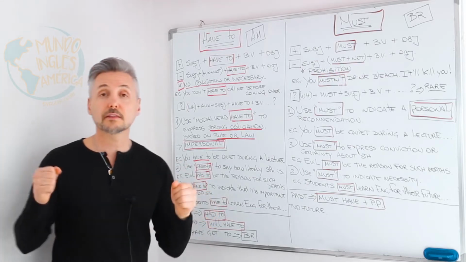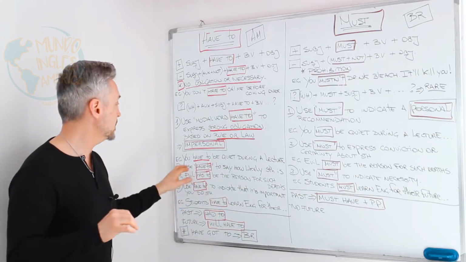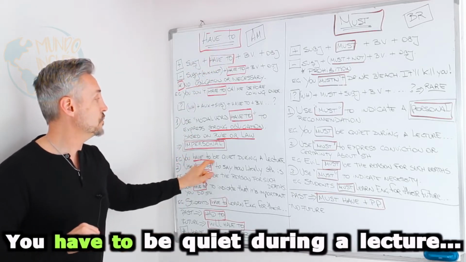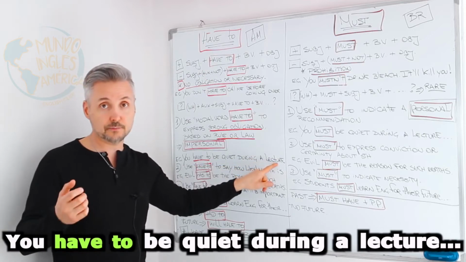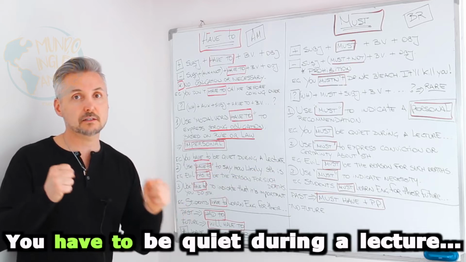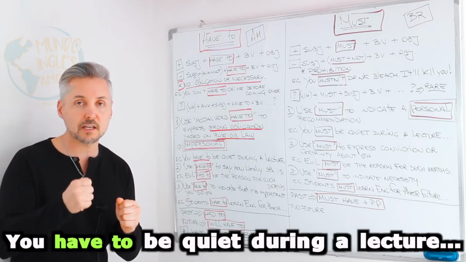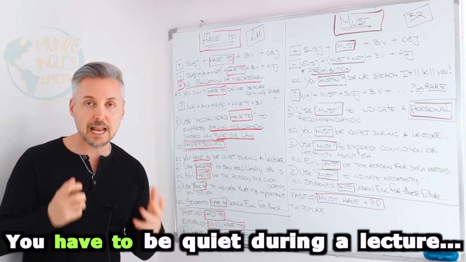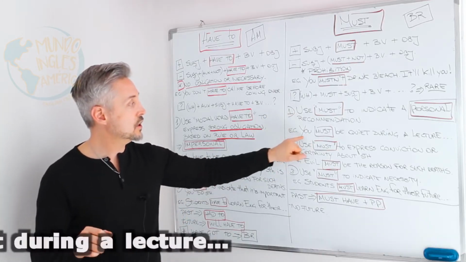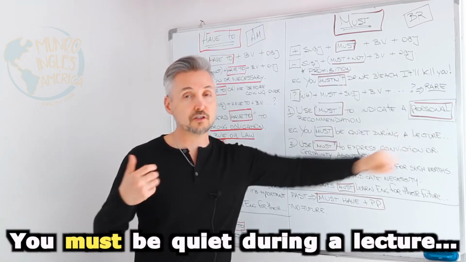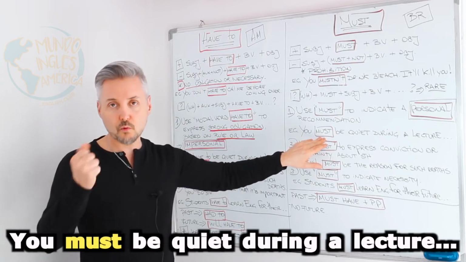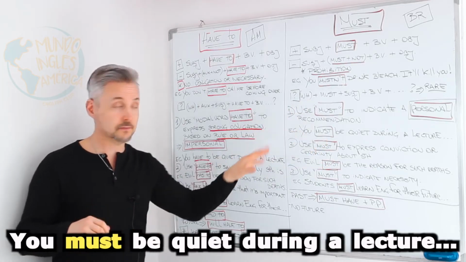Now, I have two examples, and let me show you the two examples that I wrote. These are the examples that I gave you at the beginning. The first one with have to is, you have to be quiet during a lecture at university, I said. In this case, have to is a strong obligation, right? I'm telling you because you cannot speak during a lecture at university. Instead, if I say you must be quiet during a lecture at university, this is a recommendation I'm saying to someone, okay? This is the difference.